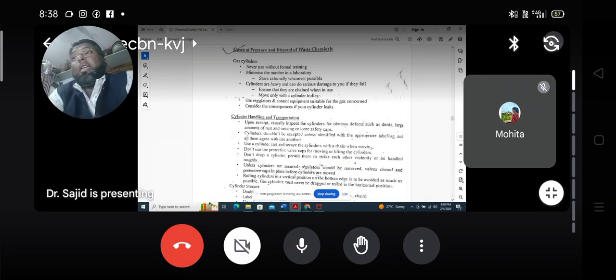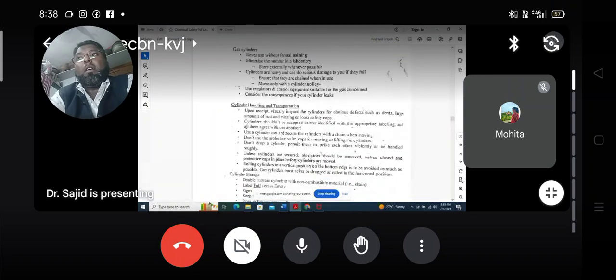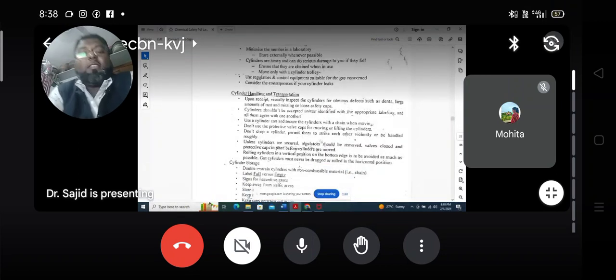Okay. Cylinder should not be accepted unless identified with the appropriate labeling, and all labels agree with one another. See, I have to say about this particular cylinder. How many people check the cylinder? When the LPG cylinder comes to your house, what care are you taking for this cylinder?